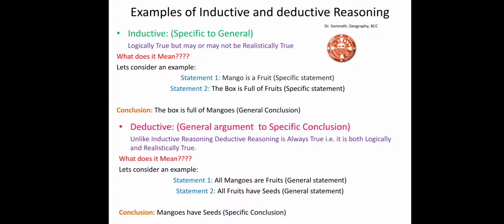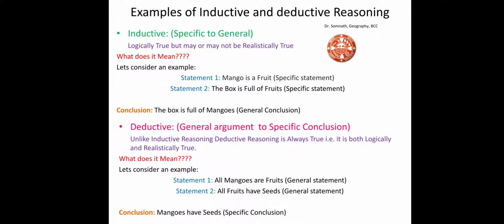Now, in case of the inductive method, which is from specific to general, as I said earlier, it's logically true, but may or may not be realistically true. Now, what does it mean? Let's consider an example. We have two statements. Statement one is mango is a fruit, which is a specific statement. And statement two is the box is full of fruits, which is also a specific statement.